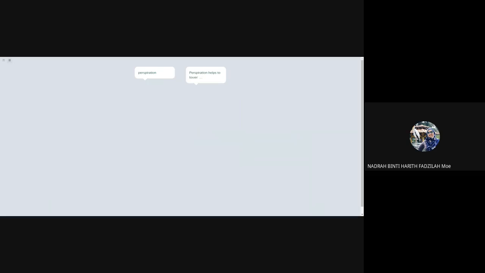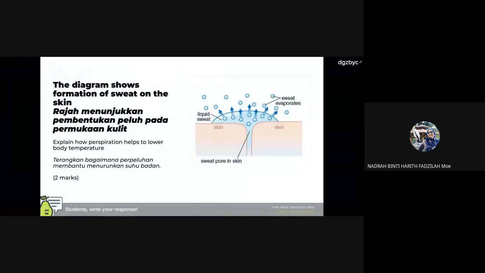Okay, so take a look at the diagram. Cuba tengok pada diagram tu kan. Dia ada beberapa indication kat situ kan. It started off with liquid sweat. Lepas tu ada arrow keluar ke atas. Dia jadi ada label pula kat situ. Ada satu proses kat situ. So what happens there? Kenapa dia boleh berubah? Kenapa ada arrow perubahan tu?